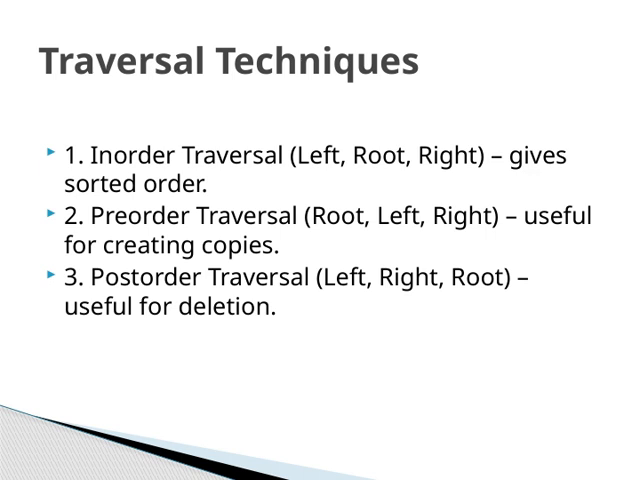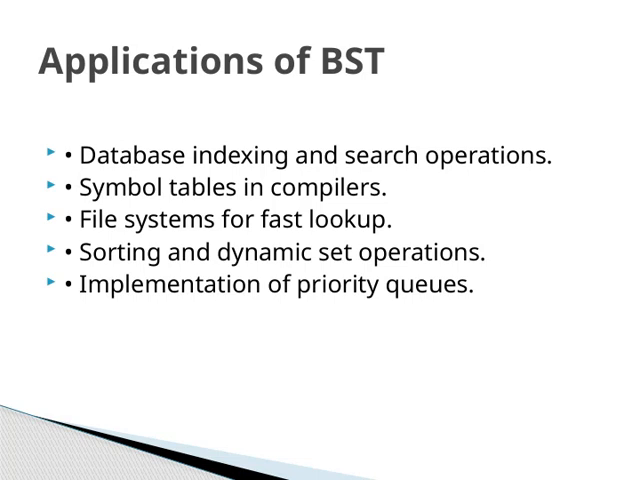various contexts. Now, let's take a closer look at some practical applications of binary search trees. First, they play a crucial role in database indexing and search operations. By organizing data efficiently, BSTs enable quick retrieval, which is essential for managing large datasets. Next, you'll find symbol tables in compilers heavily rely on BSTs. These tables help in storing and retrieving variable names and their attributes swiftly during code compilation.